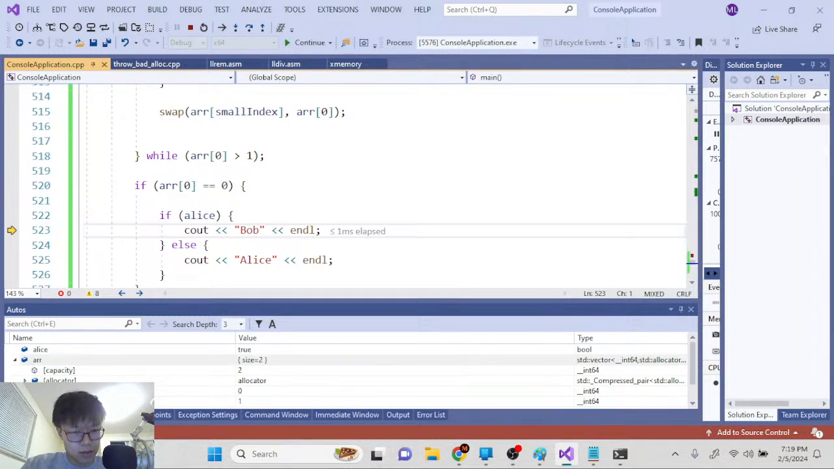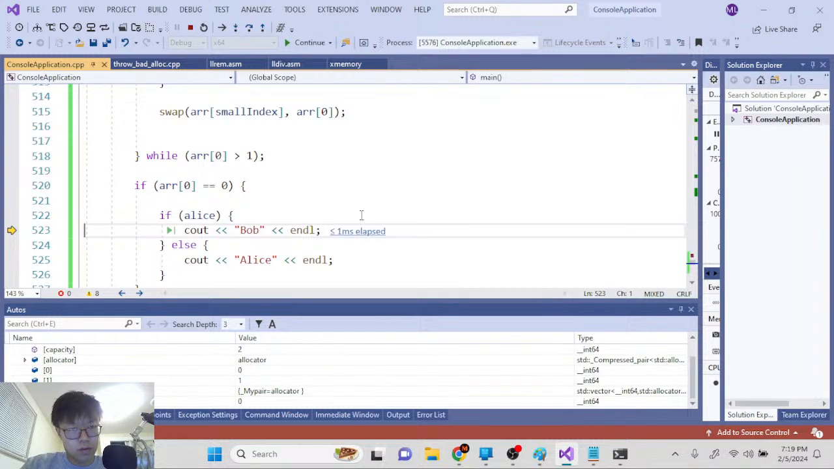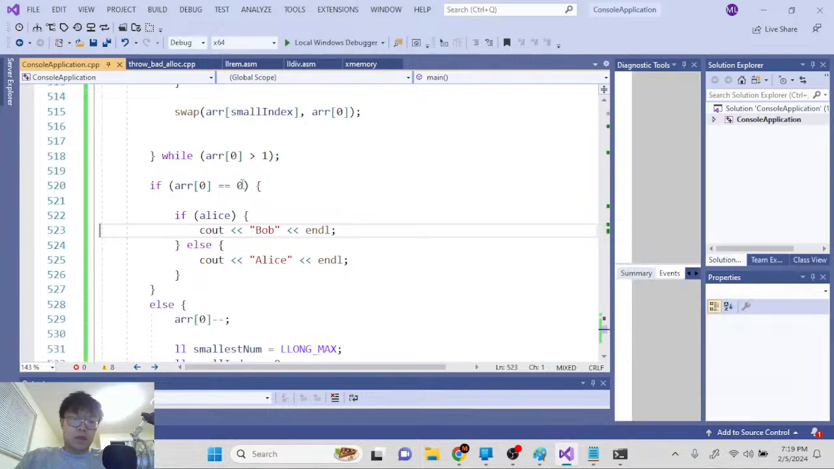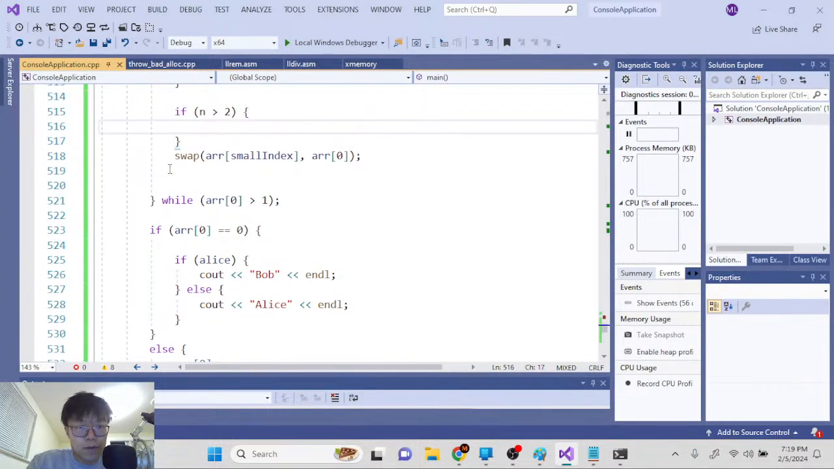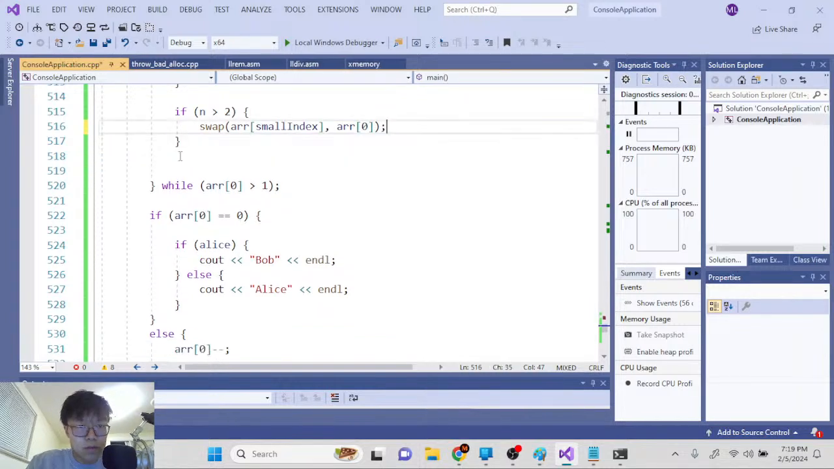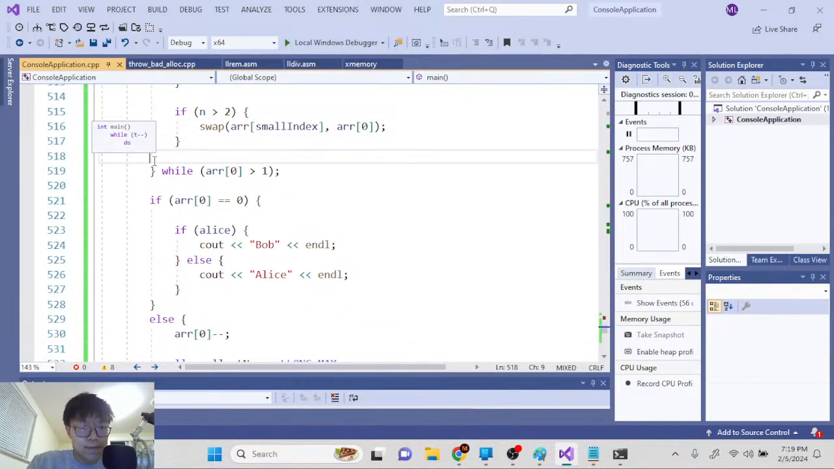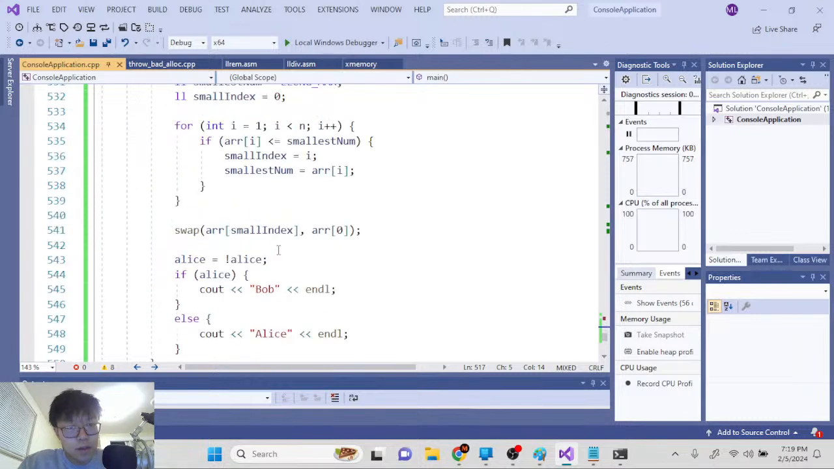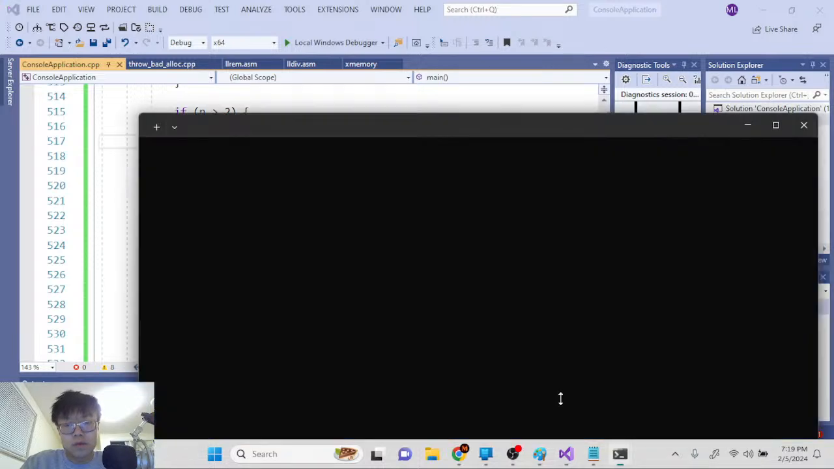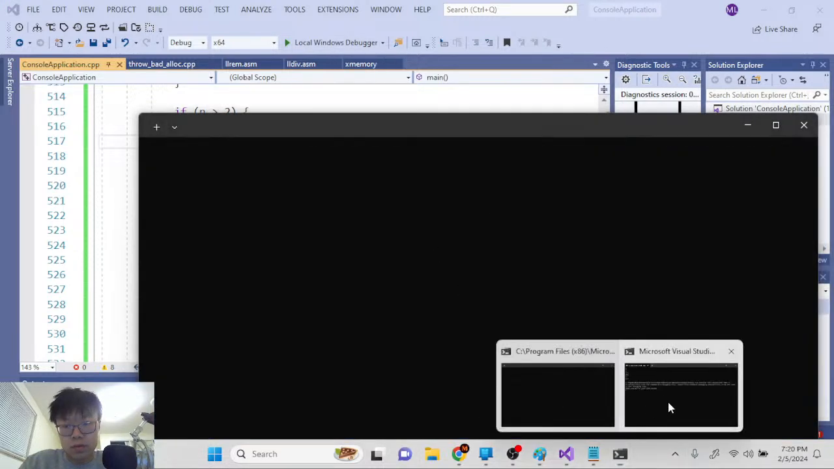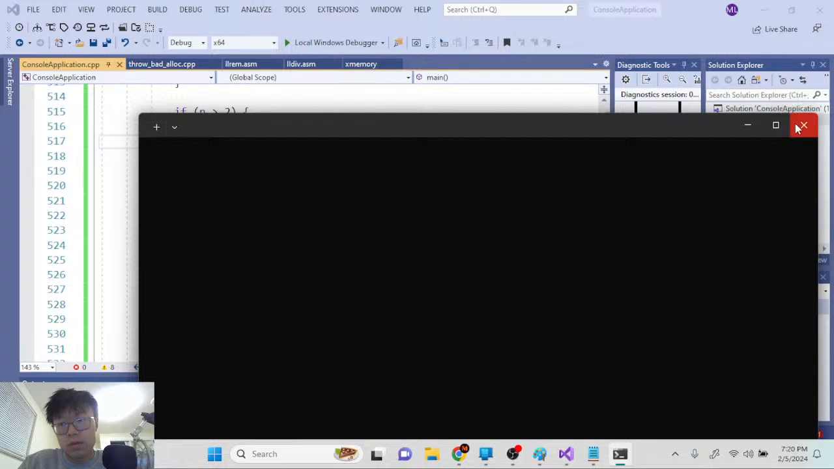I guess they're not swapping. Okay. If the size, if n is greater than 2, we swap it. Otherwise, we don't swap it. This should work now.